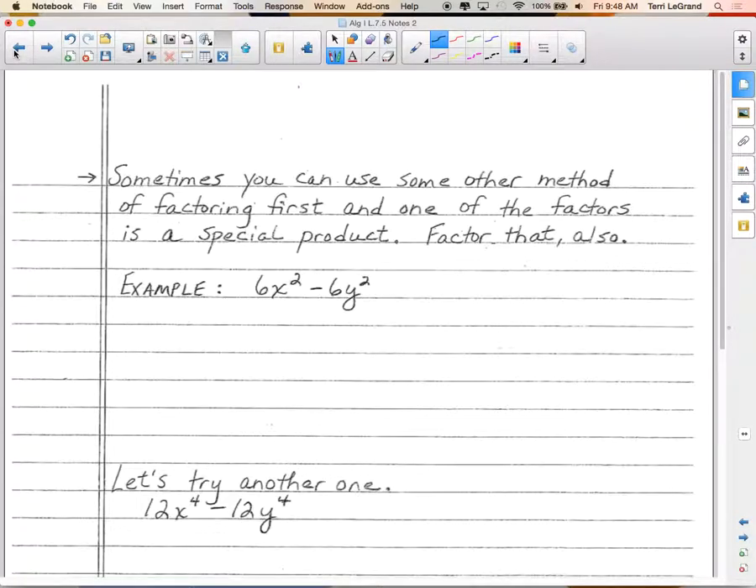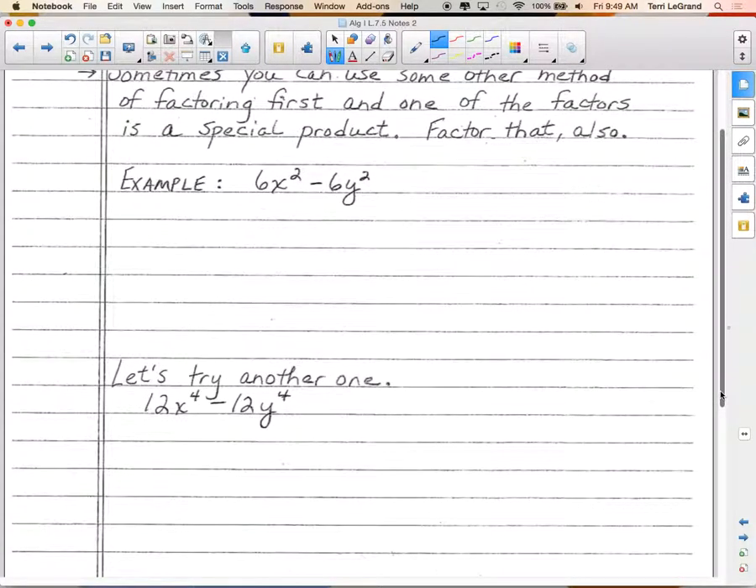Okay, let's go to the backside. This is where you better really put your thinking caps on because this is going to lead into what we're also going to be doing on Monday, okay? So it says sometimes you can use some other method of factoring first, and one of the factors that you end up with is a special product. So then we have to factor that also. So we don't look at something like 6x squared minus 6y squared and give up too easily, in other words.